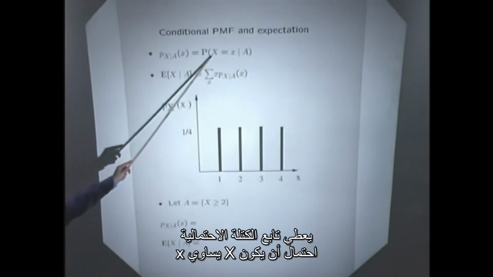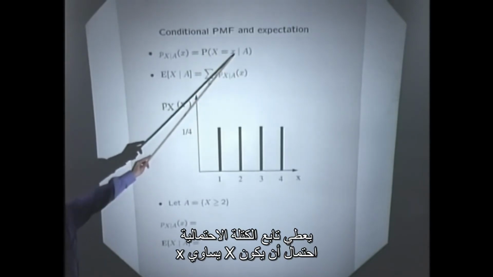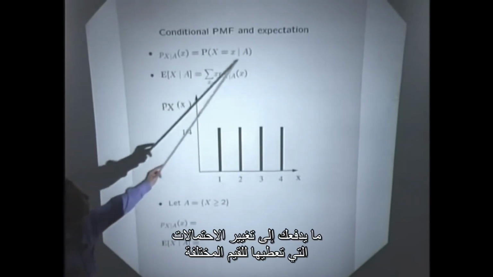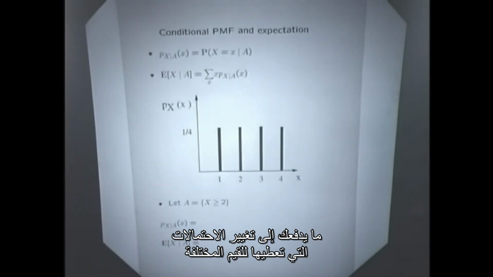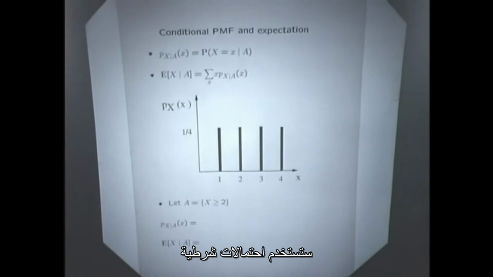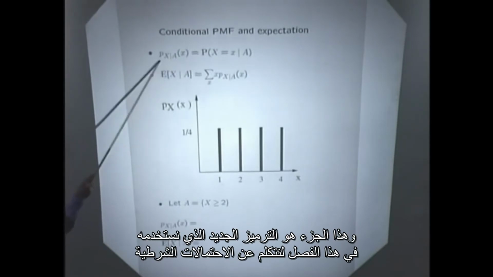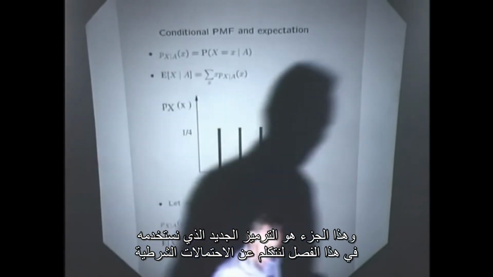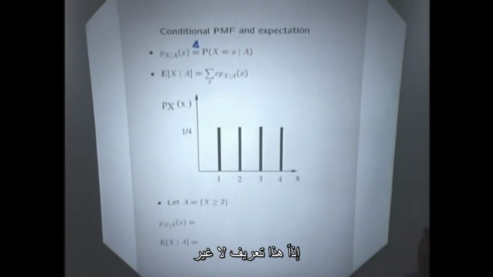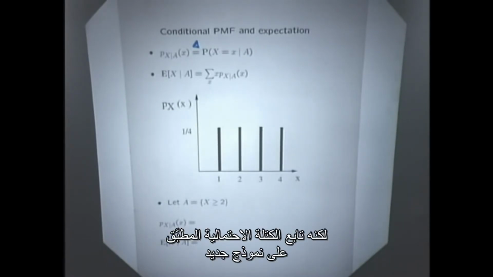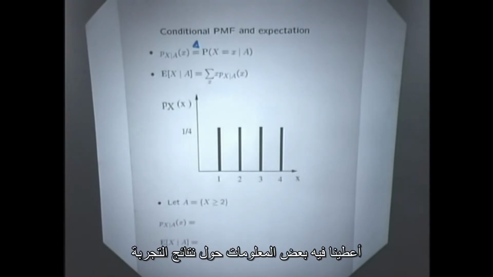The PMF tells you the probability that capital X equals some little x. Somebody tells you that a certain event has occurred. That's going to make you change the probabilities that you assign to the different values. You're going to use conditional probabilities. So this part, it's clear what it means from chapter 1. And this part is just the new notation we're using in this chapter to talk about conditional probabilities. So this is just a definition. So the conditional PMF is an ordinary PMF, but it's the PMF that applies to a new model in which we have been given some information about the outcome of the experiment.